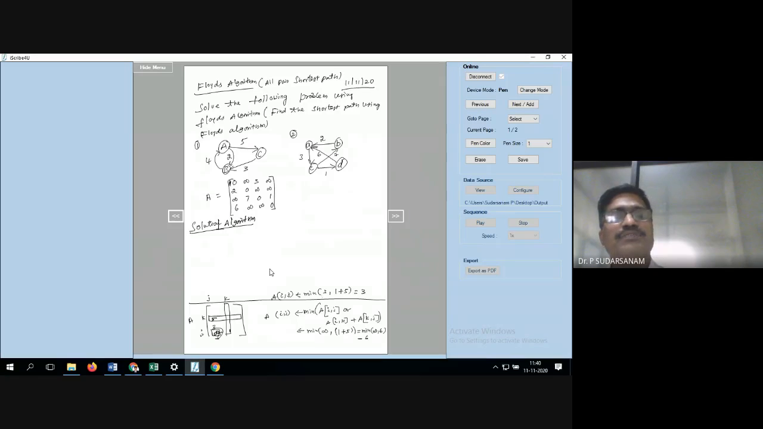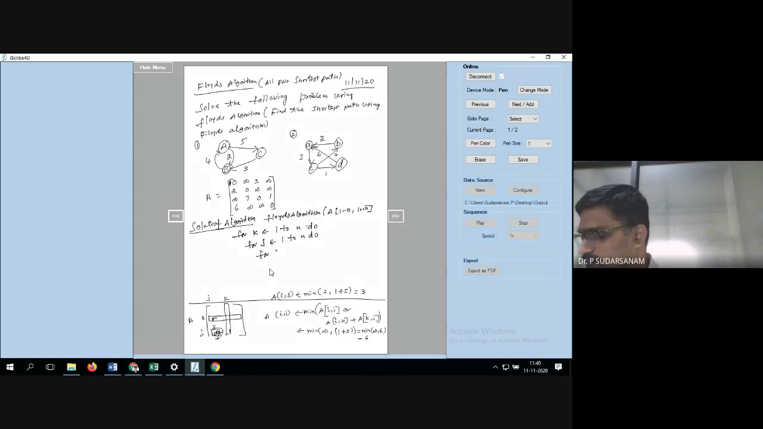Write it. Which algorithm is this? Floyd. What is the input? A of 1 to n, comma 1 to n. Same loop statement: for k is equal to 1 to n, do. For j is equal to 1 to n, do.